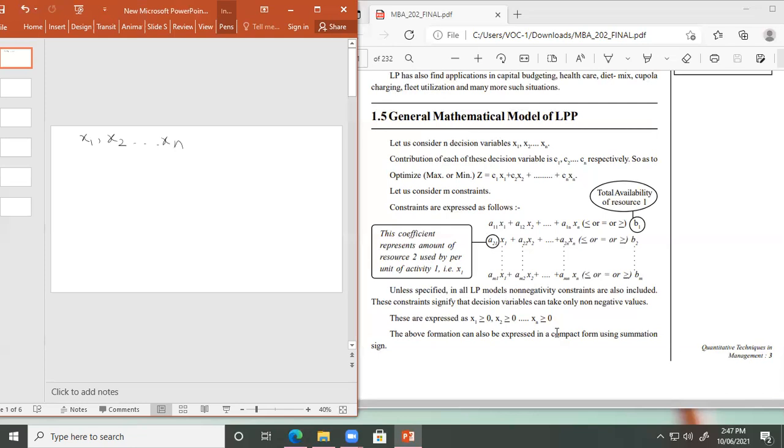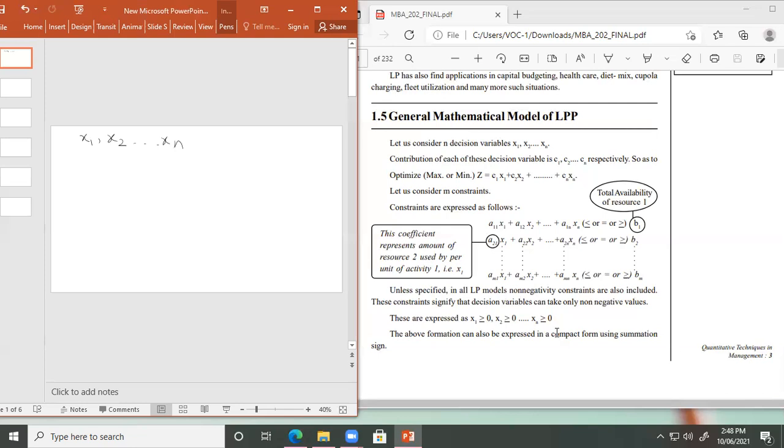In all linear programming models, non-negativity constraints are also included. These constraints signify that decision variables can take only non-negative values. These are expressed as x1 greater than or equal to 0, x2 greater than or equal to 0, up to xn greater than or equal to 0.